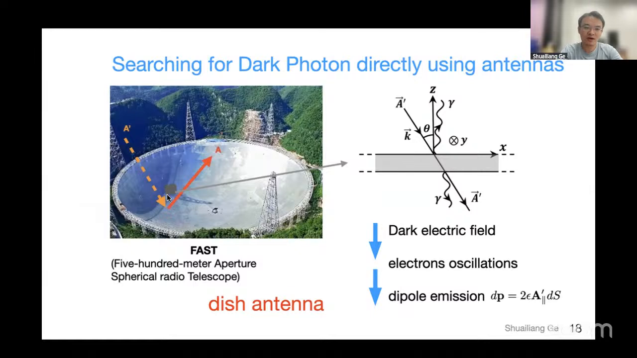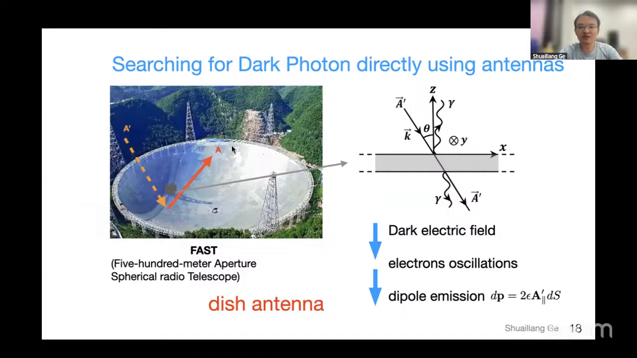So we take a small element on the surface of the dish, and when the dark photon dark matter comes, it drives electrons to oscillate, and these oscillating electrons will emit electromagnetic waves made of standard model photons, right? So the basic picture is that a lot of dark photon dark matter comes. Most of it will just pass through the dish antenna freely, but a tiny portion will be reflected in the form of standard model photons, and these reflected photons will be detected by the detector put in the air.